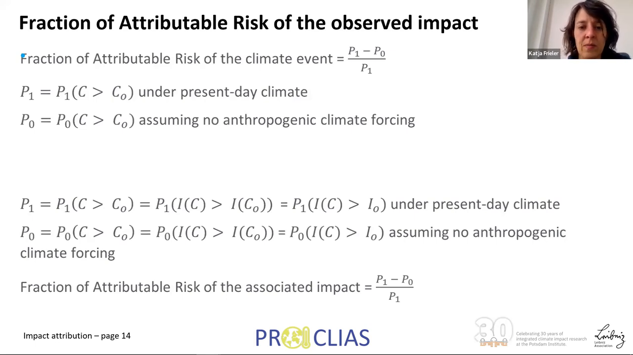So in this regard, I would say yes, if you can say, well, this is the damage that is due to the extreme event, and the extreme event can somehow be attributed to anthropogenic climate forcing, then also the damage can be attributed to anthropogenic climate forcing, at least with regard to the probability of its occurrence.